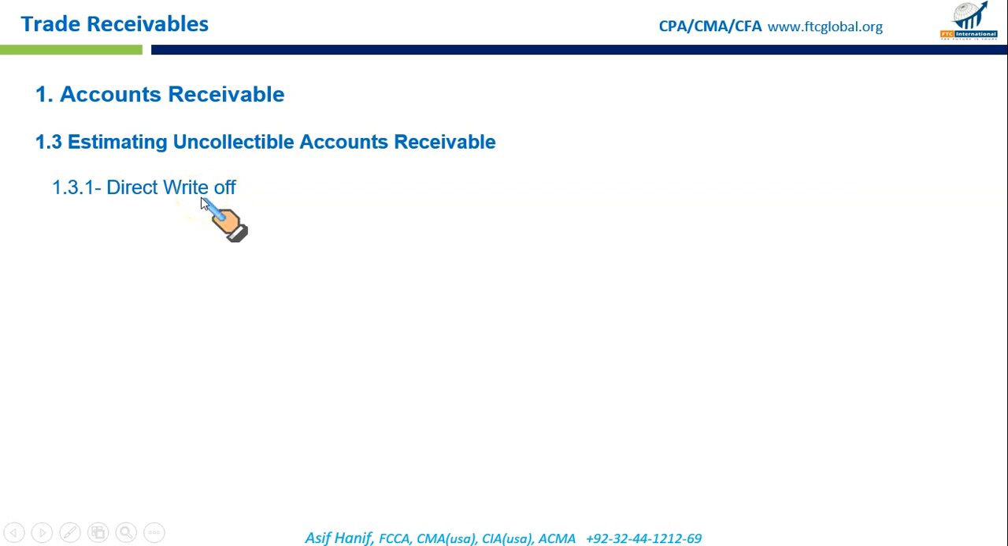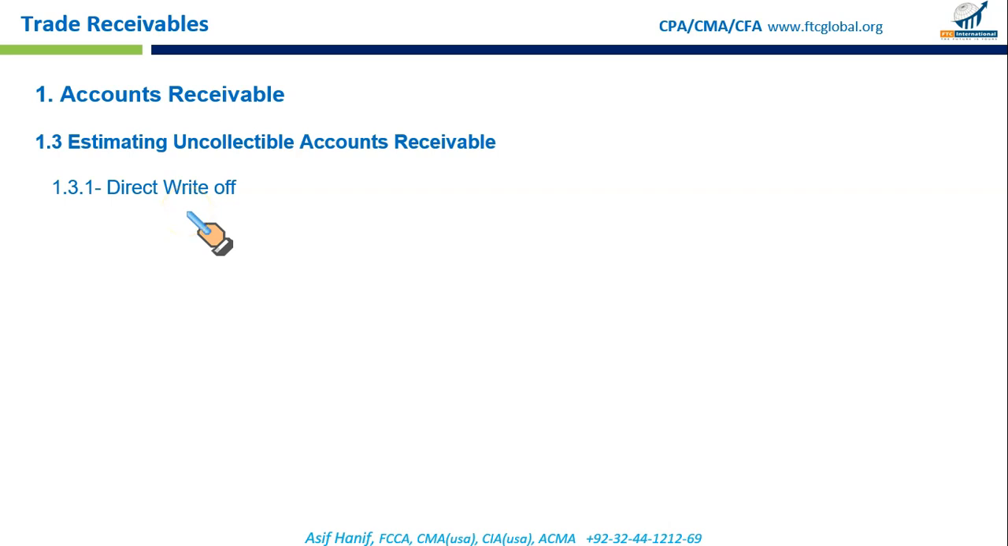First of all, this method is not acceptable for accounting under the US GAAP, right? What we do in this method is we only write off a bad debt when it is actually clear that the customer won't pay. We simply debit the bad debt expense and credit the customer. Actual bad debt. It is not permitted under the US GAAP.